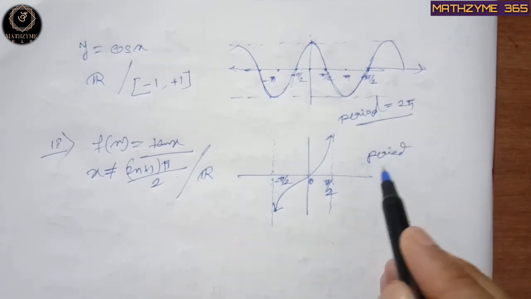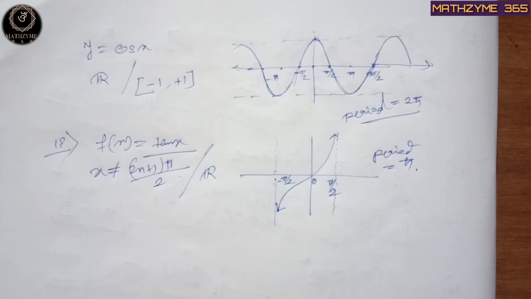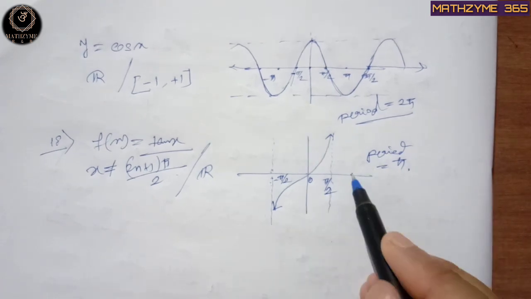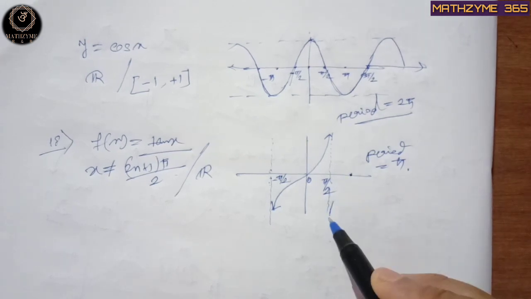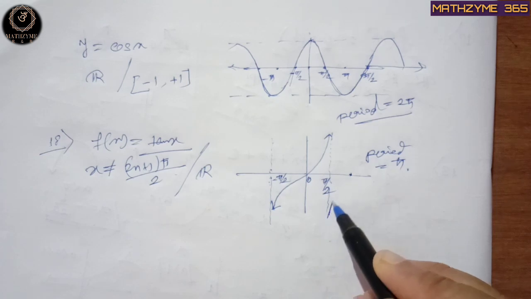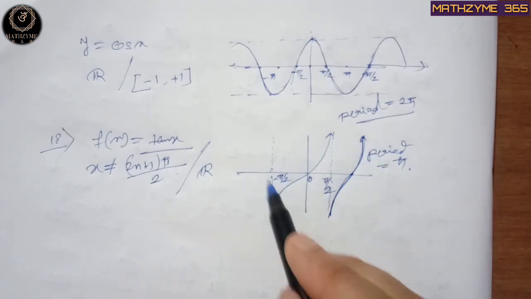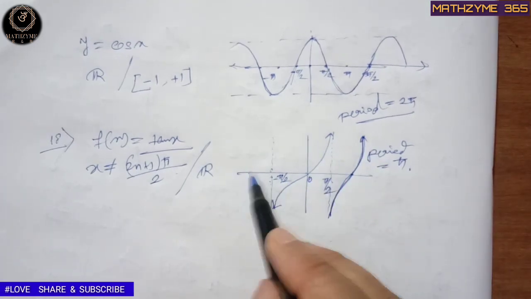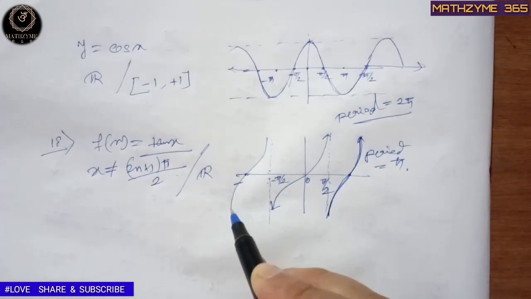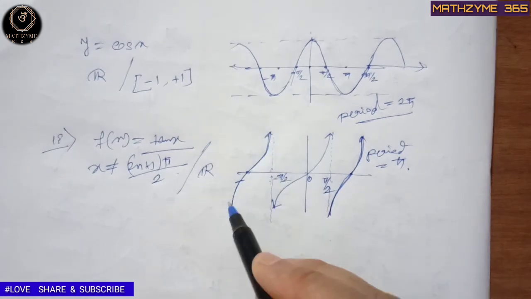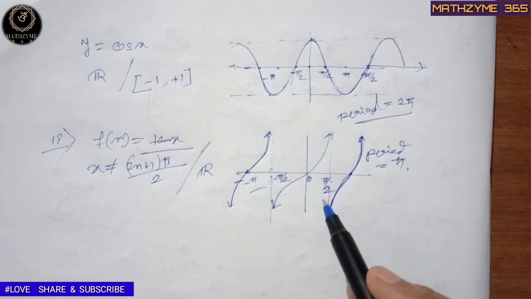The period is pi. If the graph is passing through pi, then the function is like this here. It is passing through minus pi. Suppose this is minus pi, the function is going through in this manner. So this is a tangent graph.